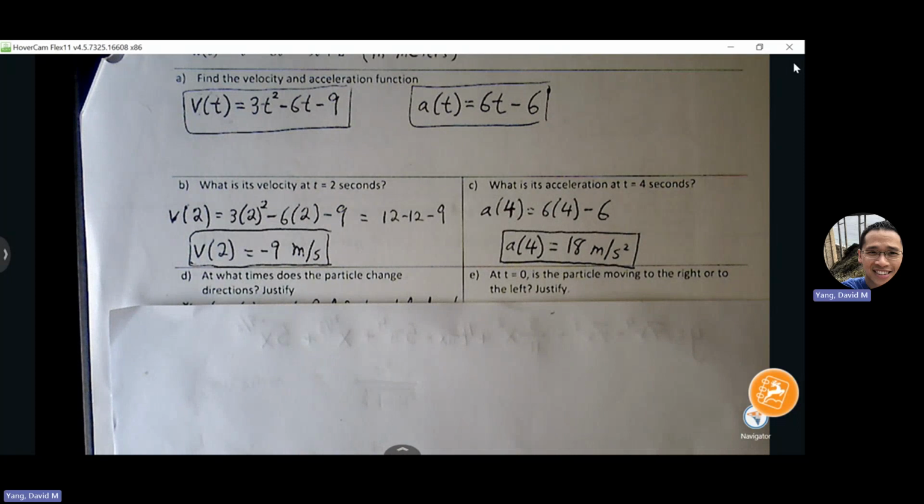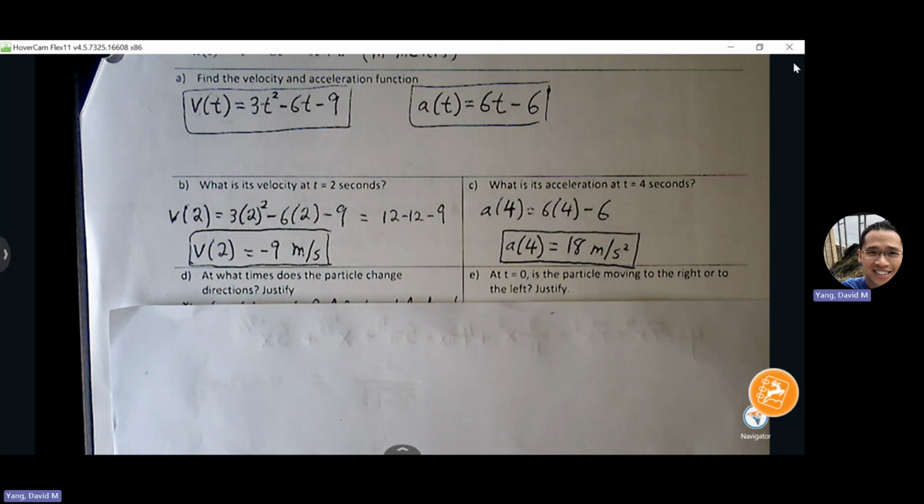Okay, hopefully you found A, B, and C pretty straightforward. Velocity is the derivative of position, and acceleration is the second derivative of position. Plug in 2 and 4 into the appropriate functions: 2 into velocity, 4 into acceleration. Pay attention to your units of measure. Whatever units the problem provides, you're going to incorporate that in your answer.